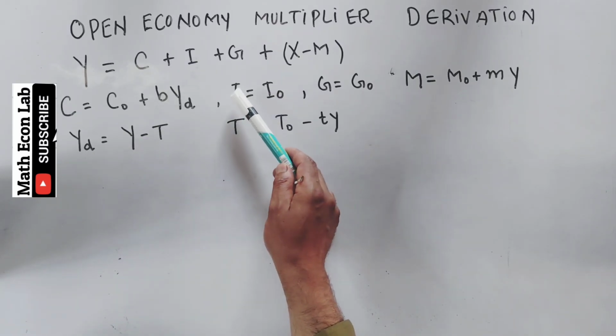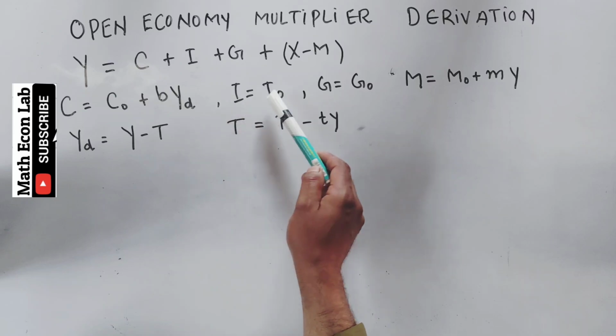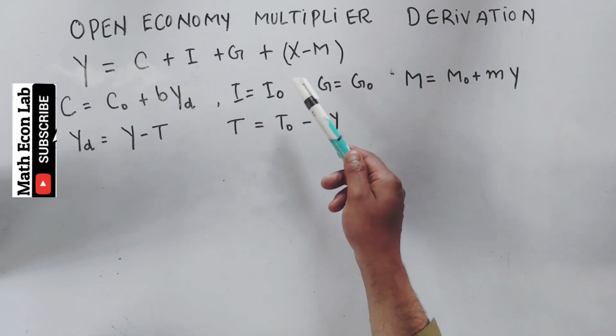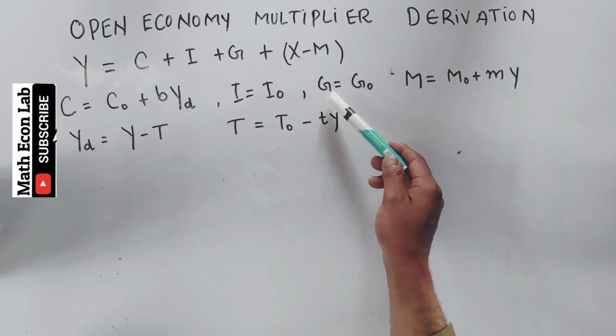Investment is given as I naught. That is, investment is autonomous. It does not depend upon the level of interest rate here. Government expenditure is also autonomous here. So G is equal to G naught.